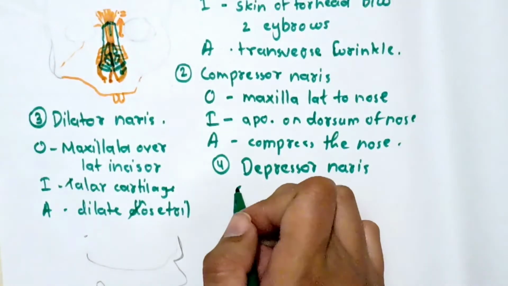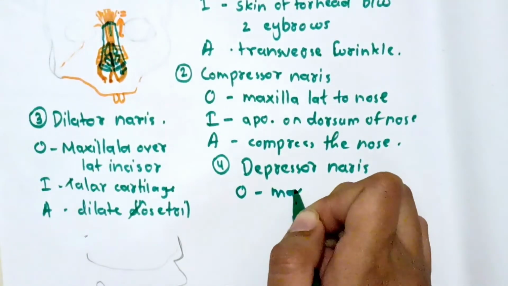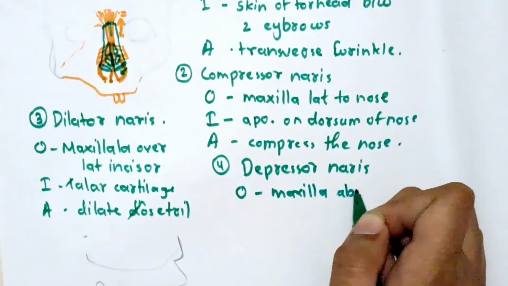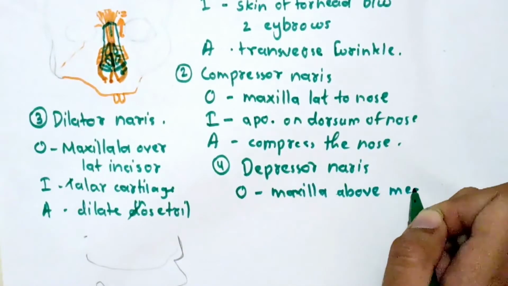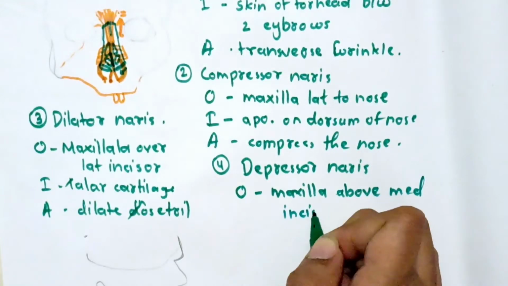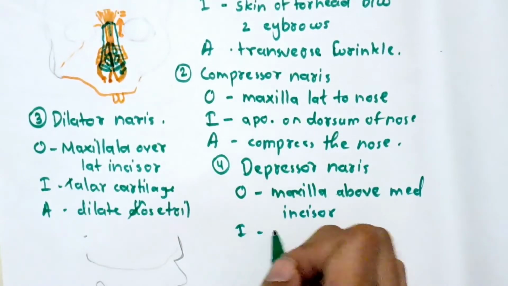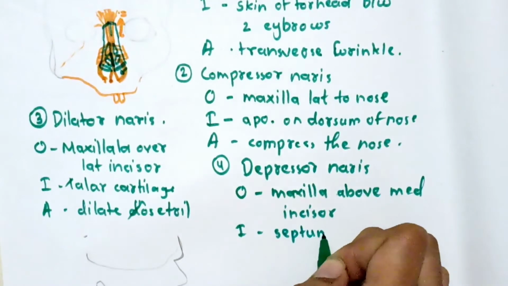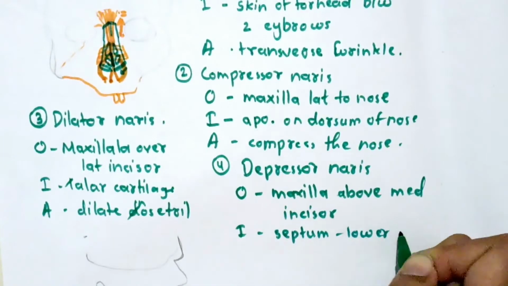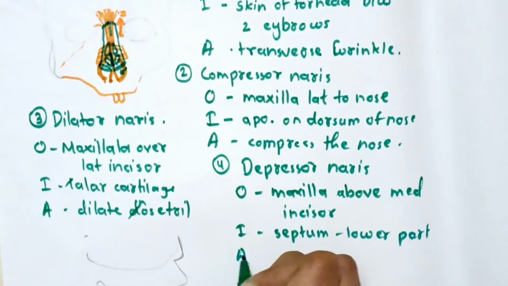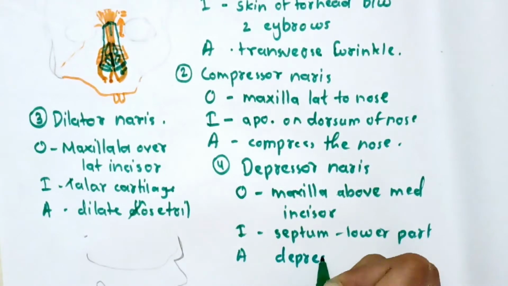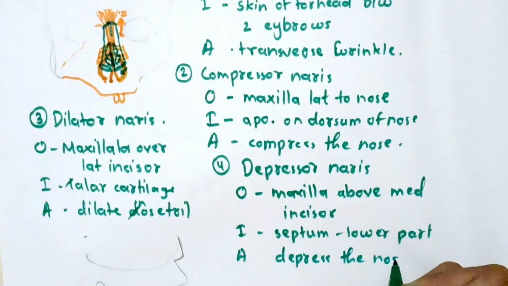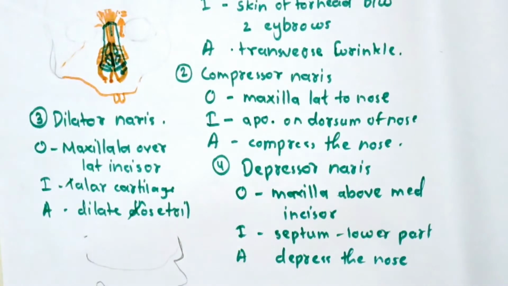So origin is on the maxilla above the medial incisor, and insertion is on the lower part of the septum, and action is depress the nose or septum. So these are the four muscles around the nose. Now let's move to the muscles around the mouth.